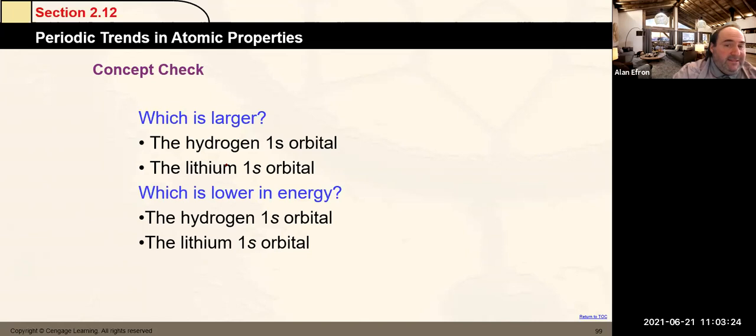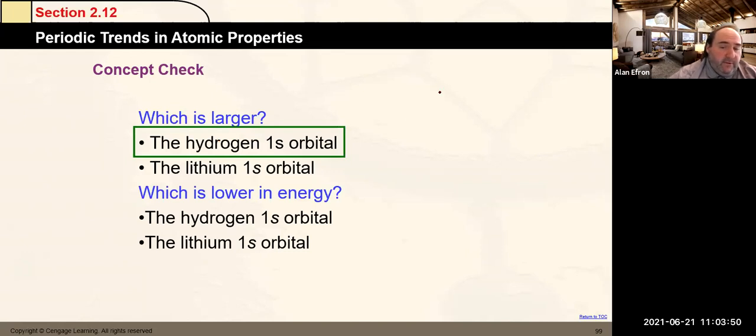And that is because hydrogen really only has a +1 charge, in terms of the positive charge. So again, it's not going to pull that 1s orbital as close or as small as our lithium, which has a couple of electrons occupying there. So we do have hydrogen as having a larger 1s orbital.